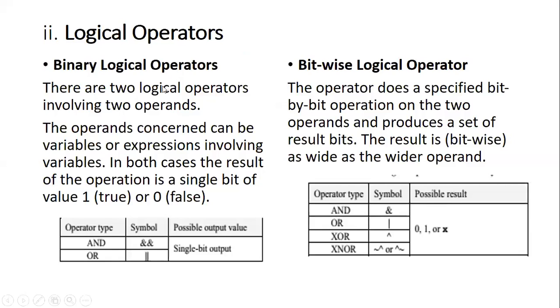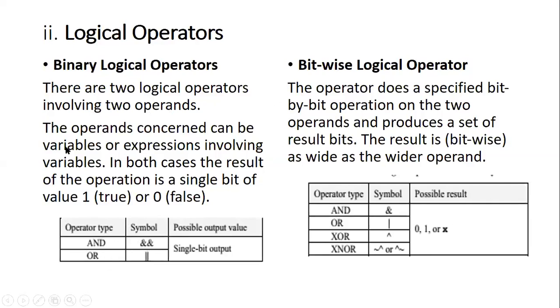Next binary operator is a logical operator. In binary operator, the first one is arithmetic, and the second one is logical. In logical, I have binary logical operator. What is a binary logical operator? These are logical operators involving two operands. In that I have and, or.